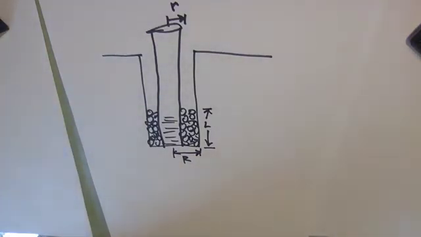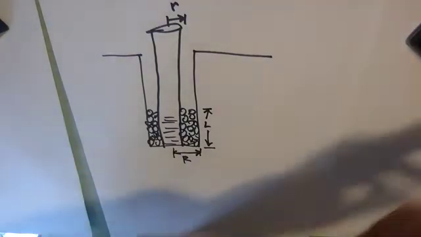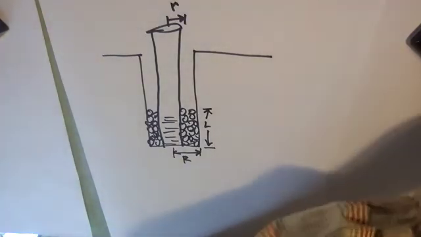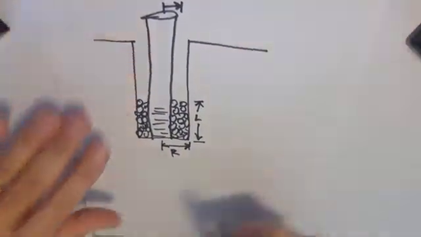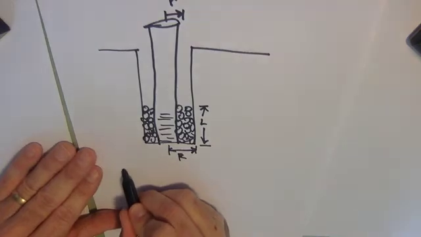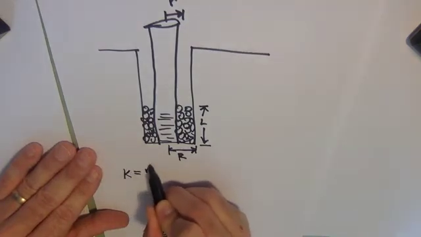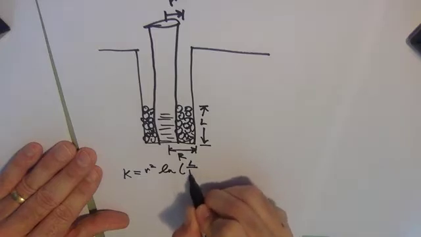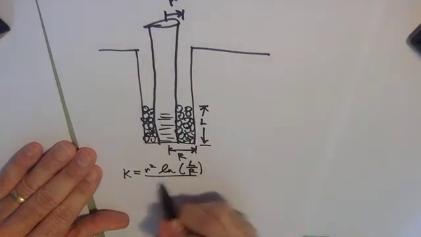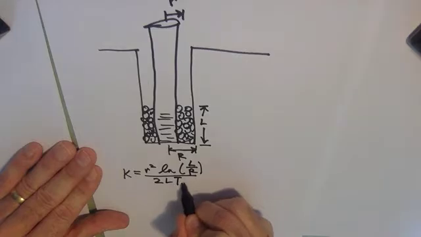Okay, and the equation that we use is pretty straightforward. You just have to do the test. Let me give you the equation first. The equation for calculating hydraulic conductivity is K equals little r squared times the natural log of big L over big R, divided by 2L times T naught.